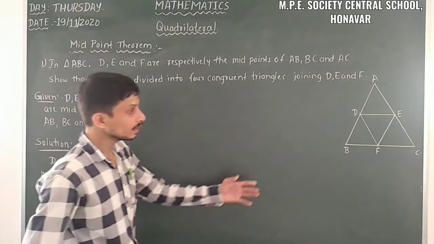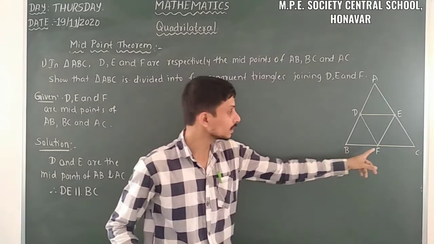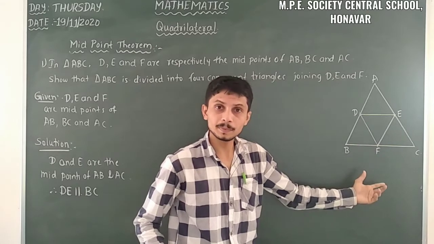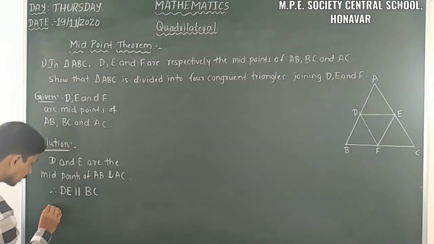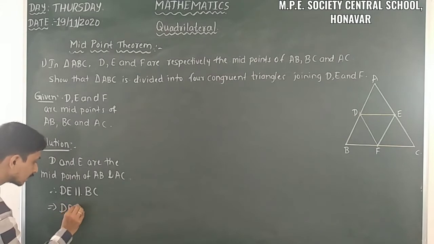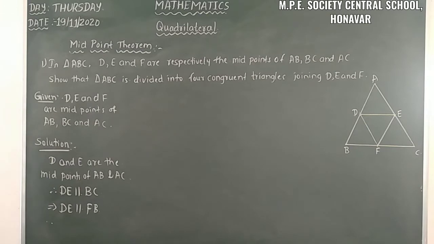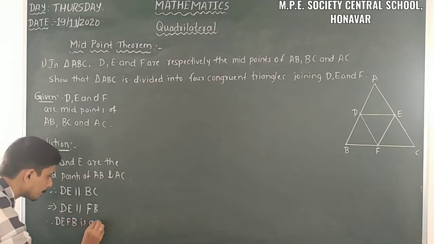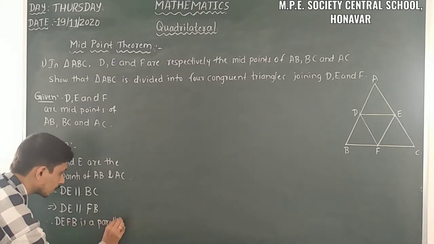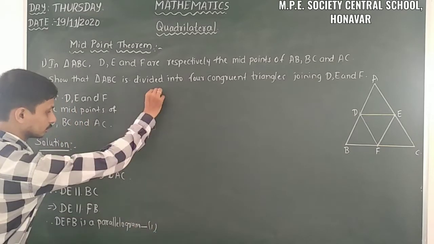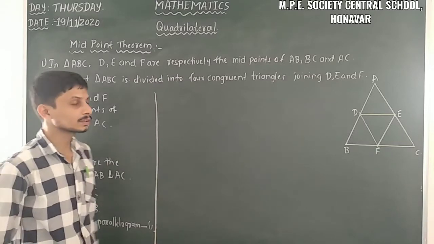Here FB is half of BC, so we can take FB in place of BC. This implies DE is parallel to FB also. Therefore, DEFB is a parallelogram. I'll take this as equation number 1. Then let us move on to the next one.